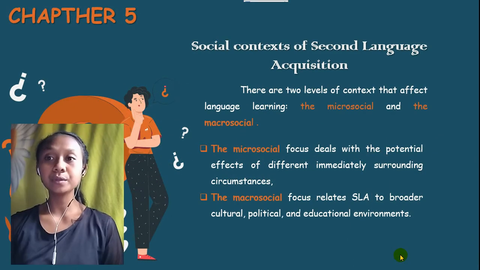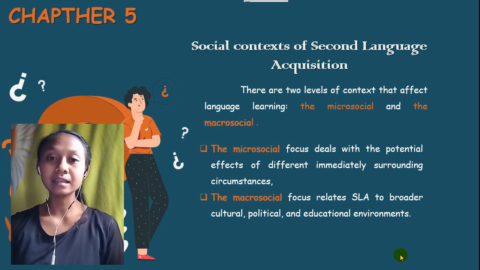There are two levels of context that affect language learning. The first is microsocial and the second is macrosocial. The microsocial focus deals with the potential effects of the immediately surrounding circumstances. The macrosocial focus relates the second language to broader cultural, political, and educational environments.